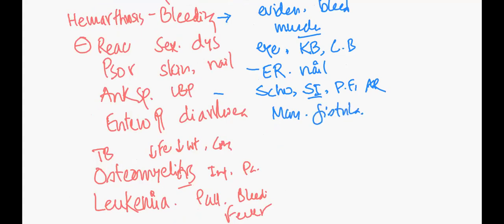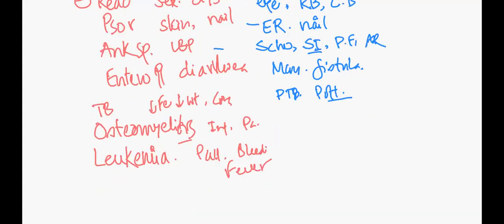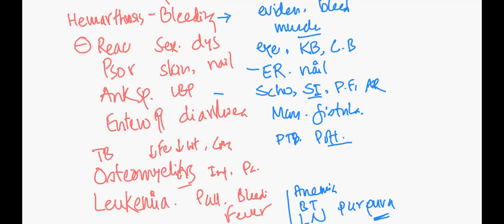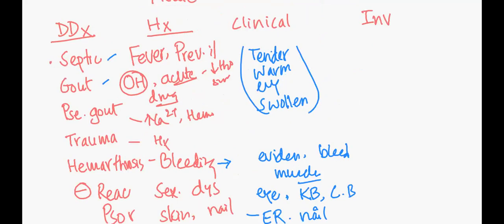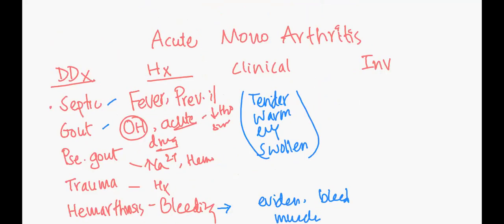For TB, we can find evidence of pulmonary tuberculosis or Pott's disease, such as tenderness over the spine, tenderness and gibbus over the spine. For leukemia, we'll find that the patient has pallor or anemia. The patient may also have bony tenderness. The patient can have lymphadenopathy and hepatosplenomegaly, along with purpura or petechiae. Okay, so those are the history points, and then followed by the examination or clinical points. Now let's talk about the investigations.